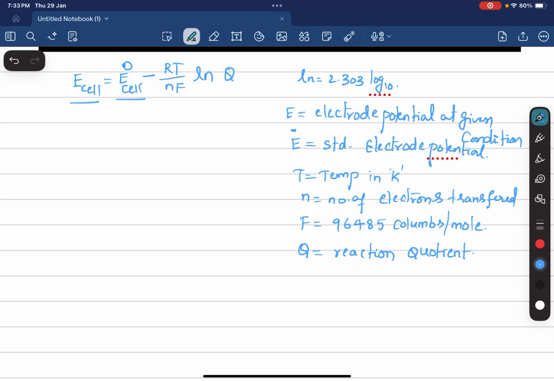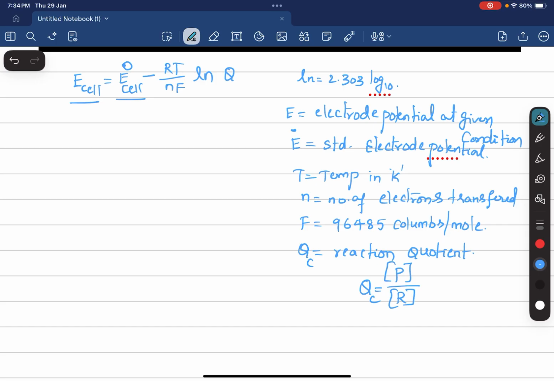This Q mainly tells how much product by reactants are present at that moment, other than at equilibrium. You might have studied it in the equilibrium chapter. Q, or Qc, is nothing but the product concentration to reactant concentration at other than equilibrium. If it is at equilibrium, that is Kc, the equilibrium constant, and that is also going to come. So before that, let us discuss how we got this equation.